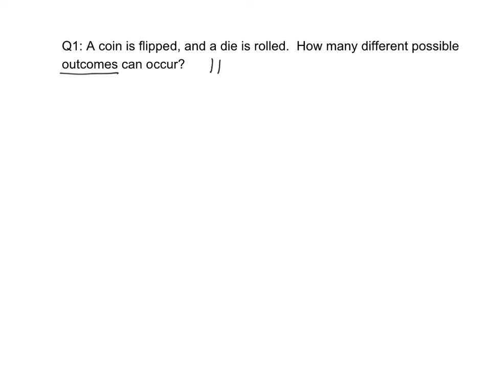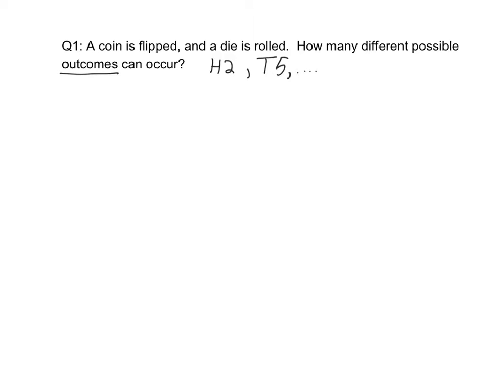One possible outcome is we could get a heads on the coin, and we could get the number two when we roll the six-sided die. Another possible outcome is we could get a tails when we flip the coin, and we could get a five when we roll the die. So how many different outcomes could occur when we flip a coin and roll a die?